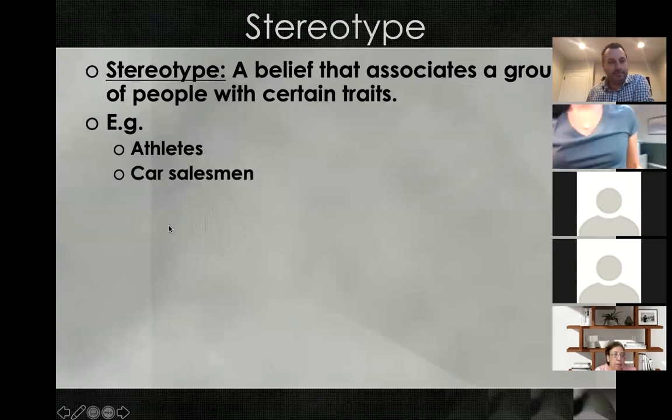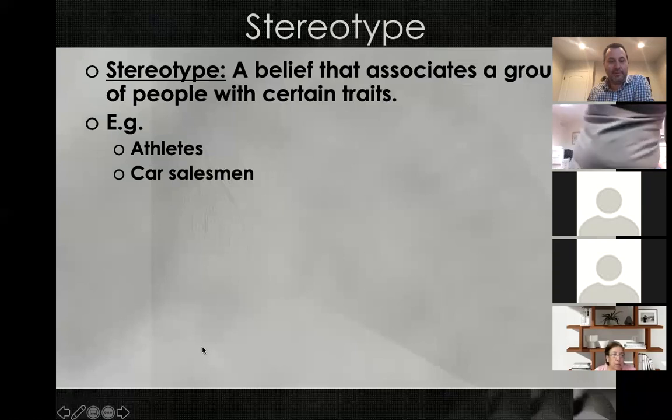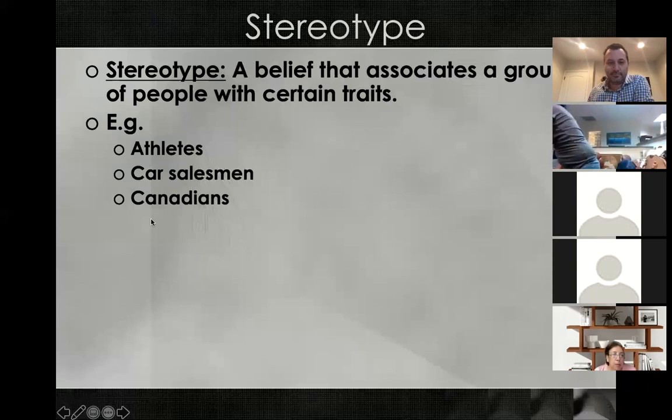What about car salesmen? Pushy, liars, persistence. Okay, mostly negative ones probably for car salesmen. What about Canadians? Careful, I am a Canadian. Okay, bacon is not a trait. Hockey is not a trait either. Maple syrup is not a trait. Okay, we're just thinking about traits. Liking maple syrup could be a stereotype. Apologetic, friendly. Okay, mostly positive traits, I think, for Canadians for the most part.